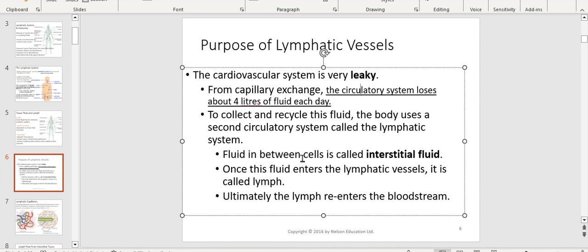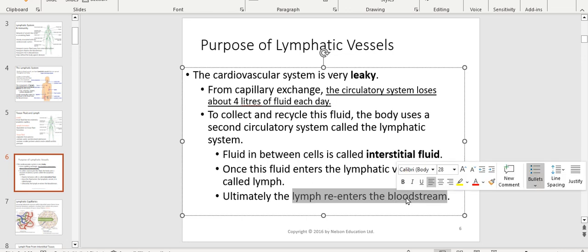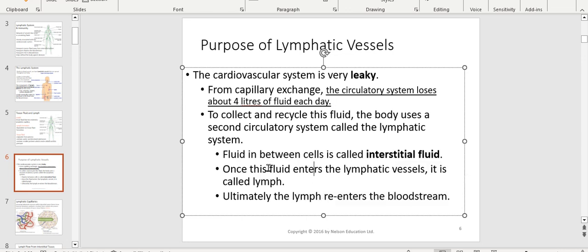The fluid in between cells, interstitial fluid. Once this fluid enters the lymphatic vessels, it's called lymph. Ultimately, the lymph does return to the bloodstream. Everything gets dumped back into the bloodstream, but it does take a while.